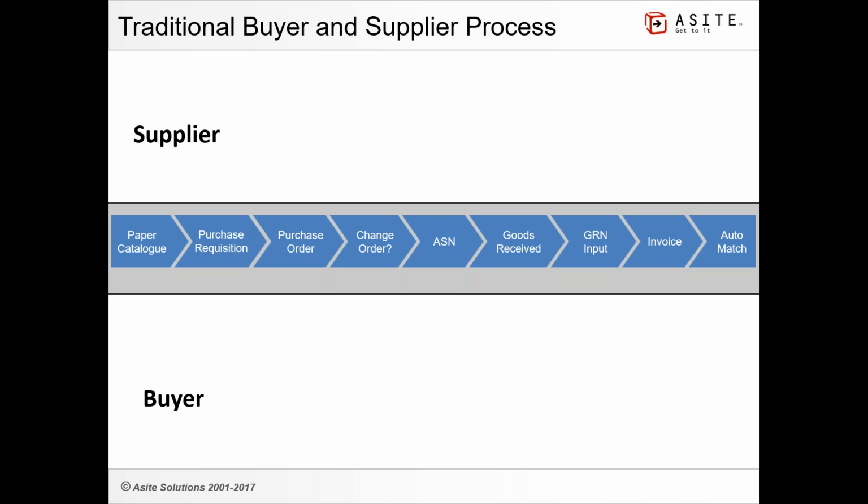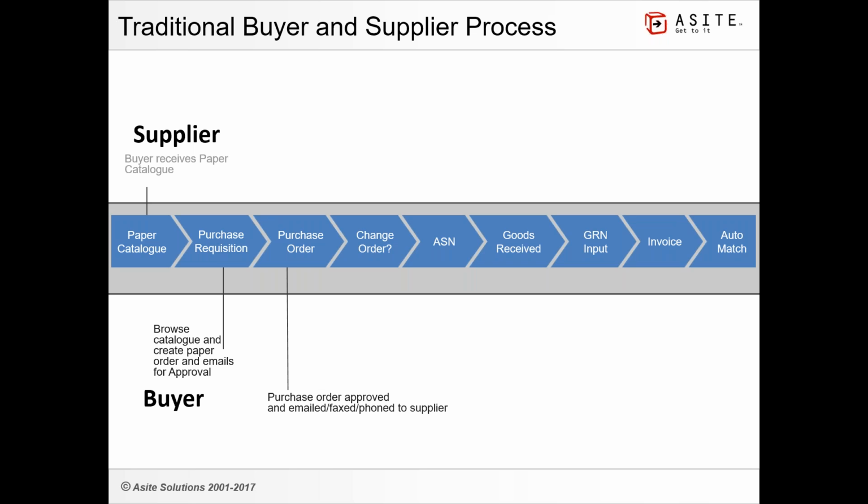If we look at the traditional buyer process, the process here is that you start off with paper catalogues. Traditionally, these were paper catalogues that you would receive and share and then browse, and that could be quite time consuming. No search facility as you would have with an online platform. Then you would have to pick your items, maybe on paper, or create an email, send that through for an approval, and once that's approved, it's then emailed, faxed, or phoned to the supplier. And if you have a change order process, you would need to phone up, call, email, and chase that just to change the order.